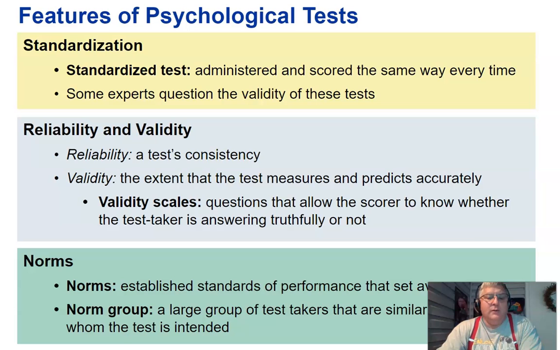Norms. Norms are established standards of performance that set averages. A norm group is a large group of test takers that are similar to those for whom the test is intended. So for you guys, the norm would be NLO students, and NLO psychology students would be your group.